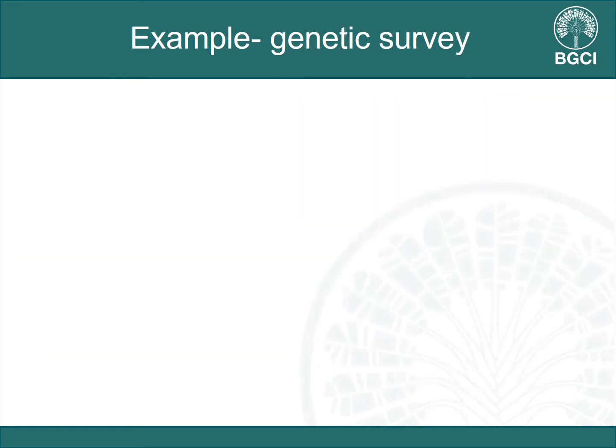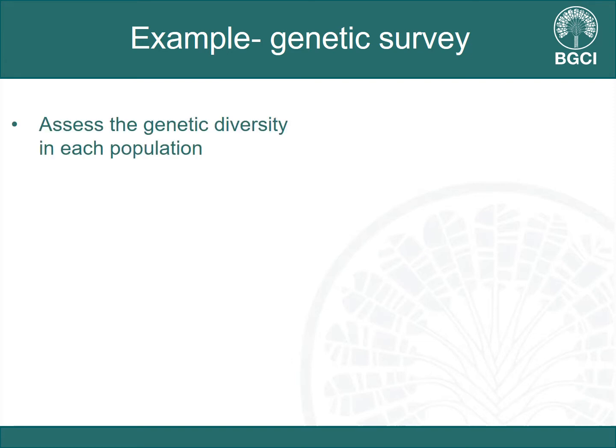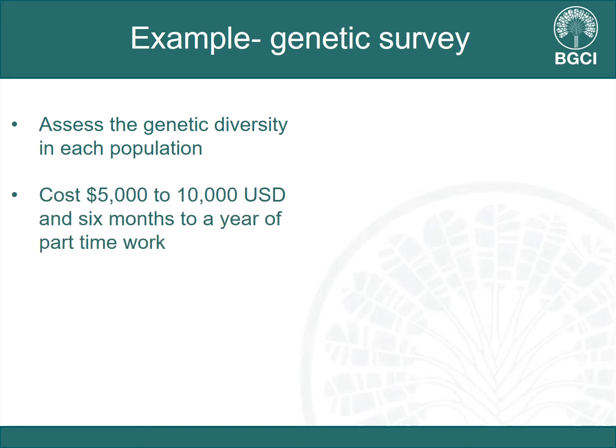If you have resources to do so, you can perform a genetic survey in which you assess the genetic diversity in each population, and then choose the most diverse or divergent populations to sample. This will cost around $5,000 to $10,000 US and take 6 months to a year of part-time work, depending on the species. A genetic survey consists of taking leaves or other tissue from as many individual plants as possible from all known populations. Typically, this is done for rare species where most individuals can be sampled.